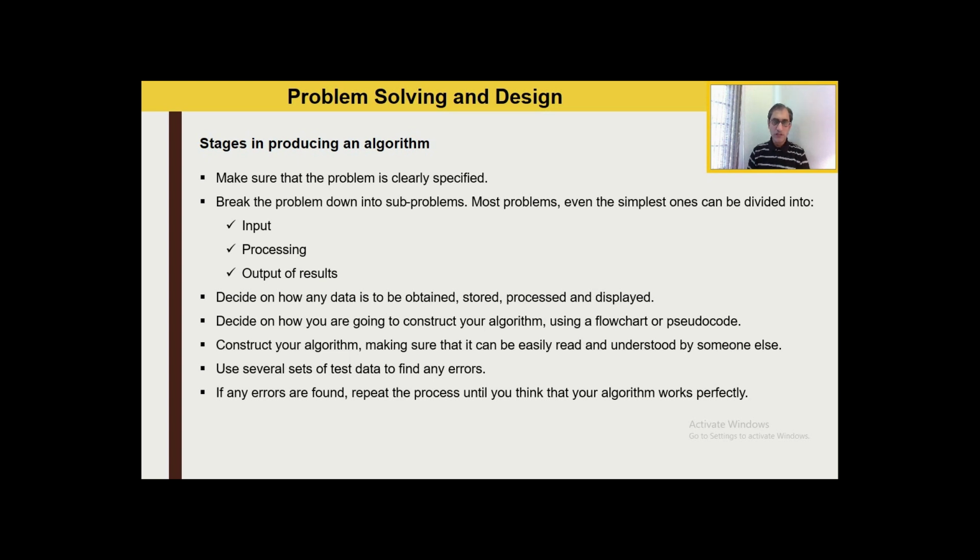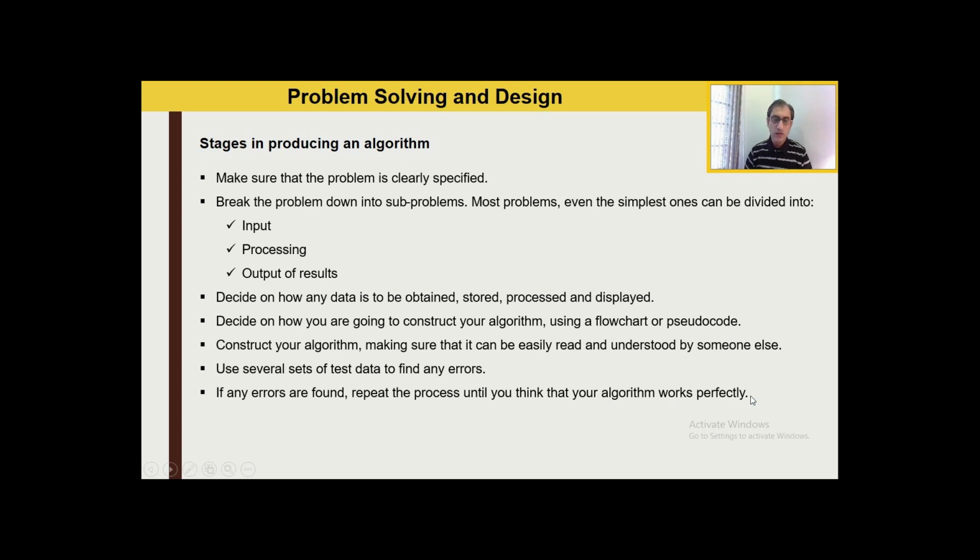Now, this process of making use of test data and making it run through an algorithm is also known as dry running. So we will have a look at how algorithms are tested, making use of test data and the dry run technique to see how effective your algorithm design is. If any errors are found, repeat the process until you think that your algorithm works perfectly.